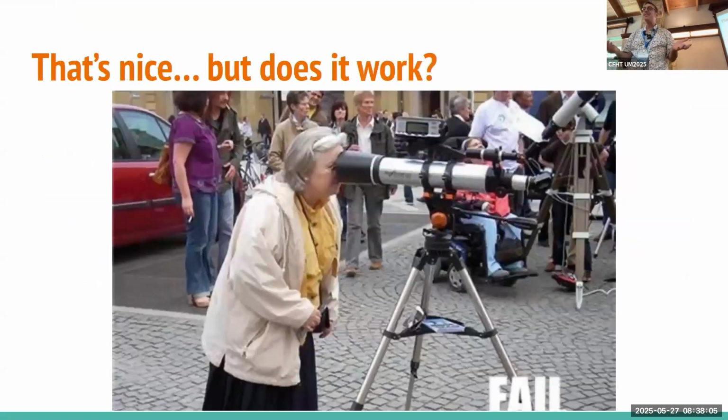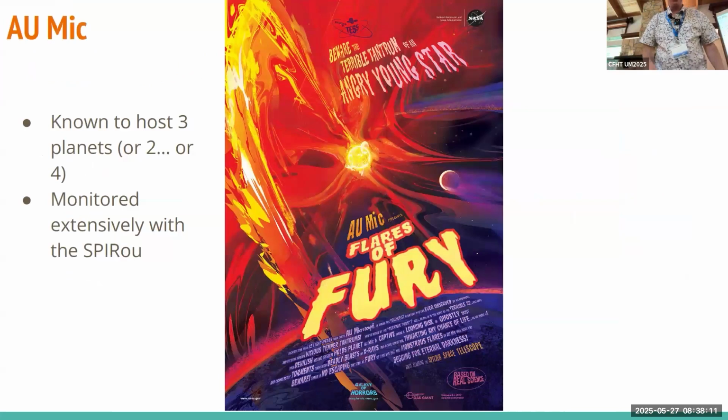So that's nice, but does it work? We try the easy one, okay? AU Mic, it's a young star. There's a really nice poster by NASA, Star Flares of Fury. It has 3 planets, or 2 or 4, depending on who you ask. It's been monitored extensively with SPIRou.